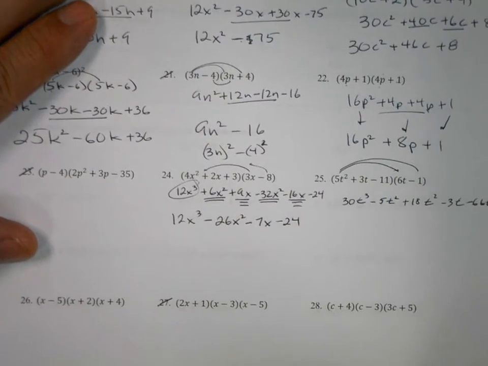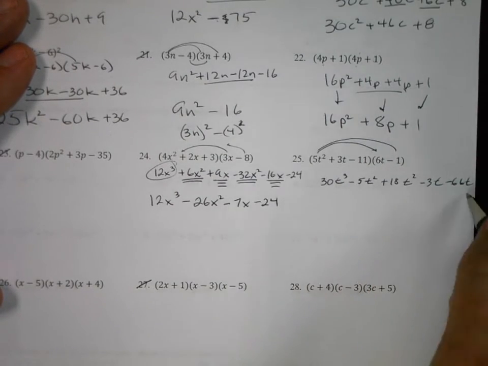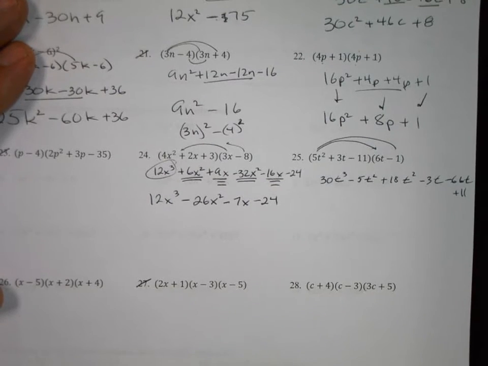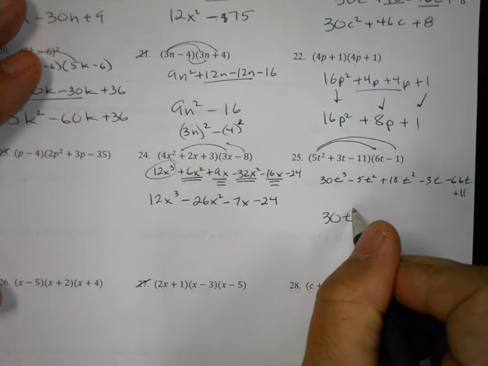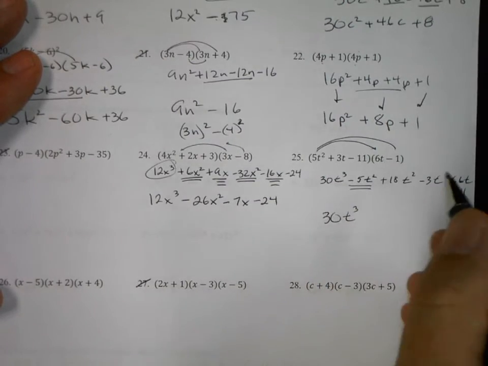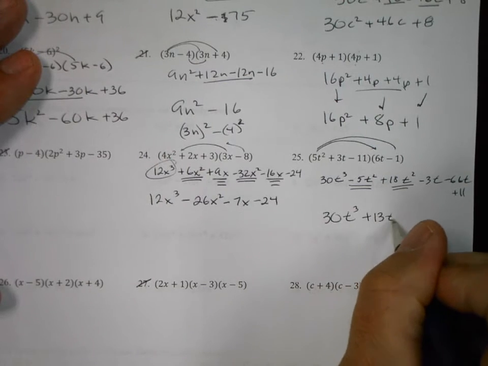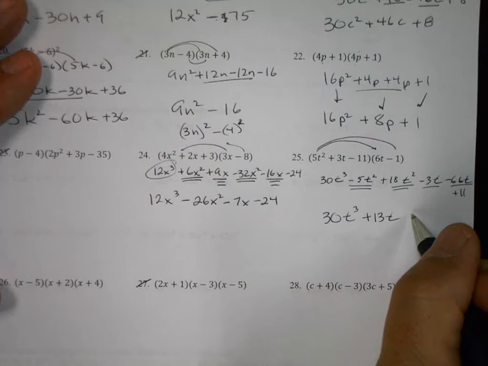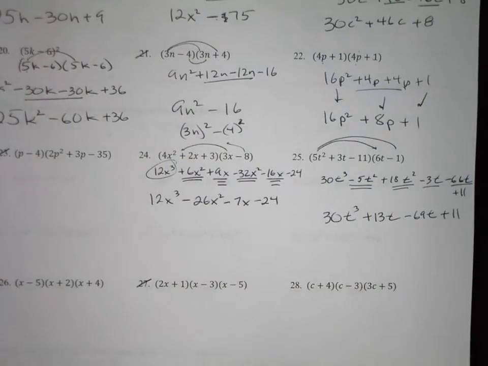If we can still see that. Let me get it over there. And now I'm running out of room. Negative 11 times negative 1 is plus 11. I'll show you another really good way to do that in a second. So we've got 30t to the third. Negative 5t squared and 18t squared is 13t squared. Negative 3t and negative 66t is negative 69t plus 11.